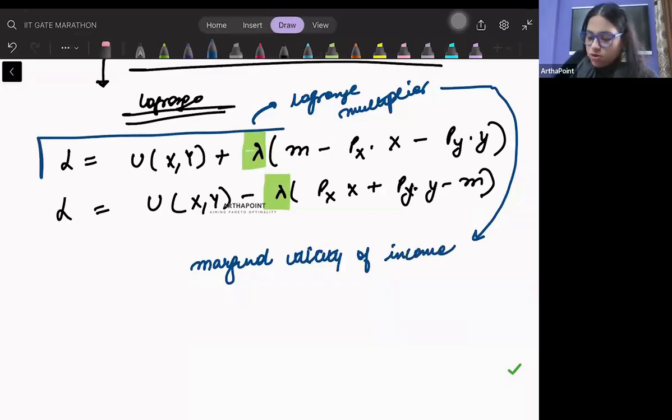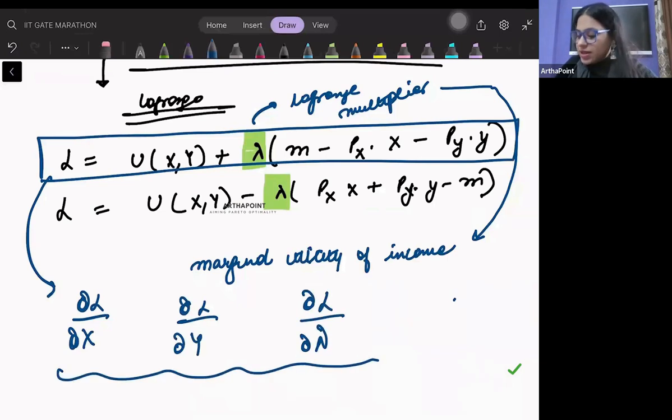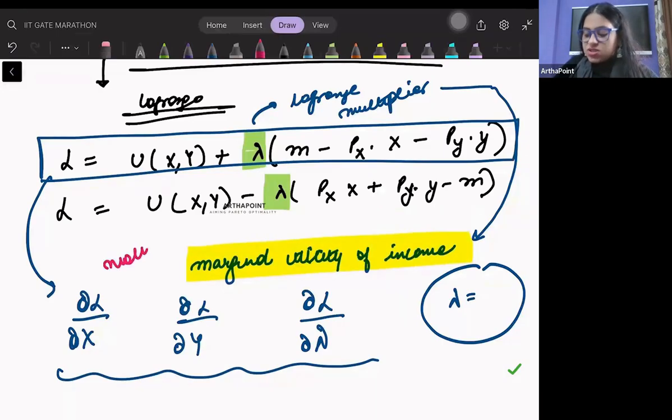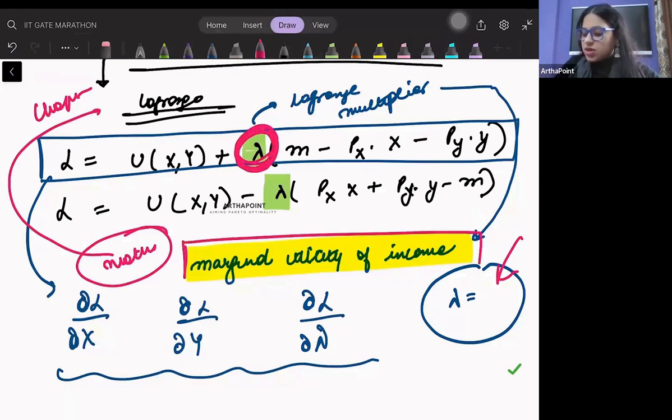मतलब अगर मैं ये प्रॉब्लम को सॉल्व करूं, अगर मैं अपनी यूटिलिटी को मैक्सिमाइज करूं, मतलब मैं इसको x से डिफरेंशिएट करूं, y से डिफरेंशिएट करूं, लैम्डा से डिफरेंशिएट करूं, ये सब करने के बाद अगर मैं लैम्डा की वैल्यू निकालूं, if I find out the value of lambda, तो वो जो लैम्डा की वैल्यू होगी, that is your marginal utility of income. I have done this in my maths lectures. If you want, you can read that chapter. उसमें से आप इस लैम्डा को निकालना सीख सकते हो. It is not very difficult. But अभी के लिए you just have to remember that this Lagrange multiplier represents the marginal utility of income.